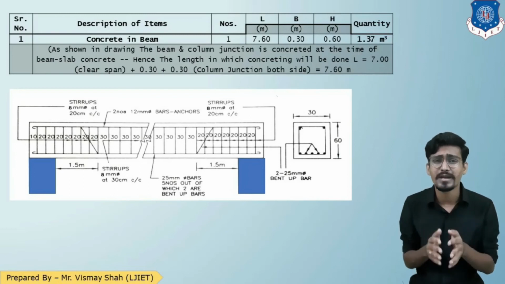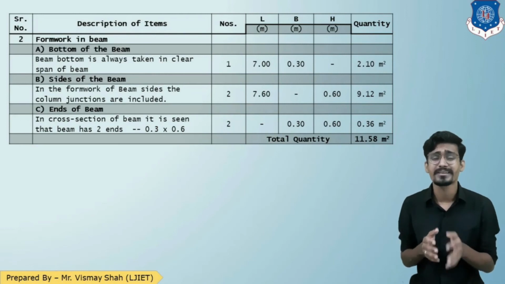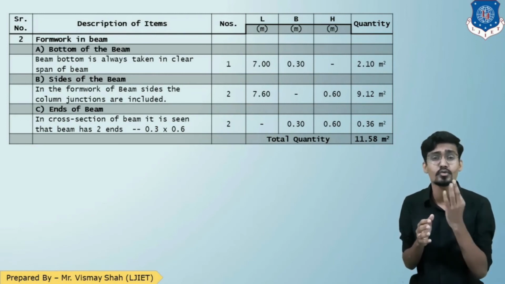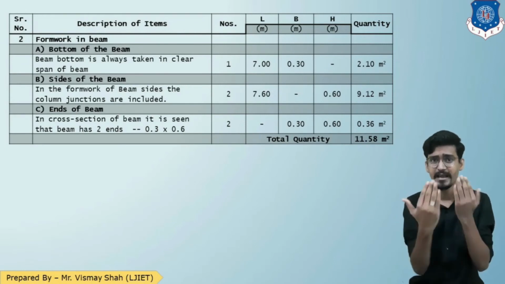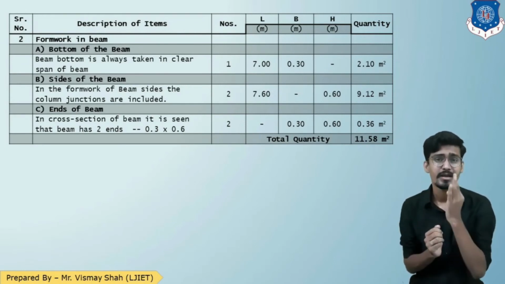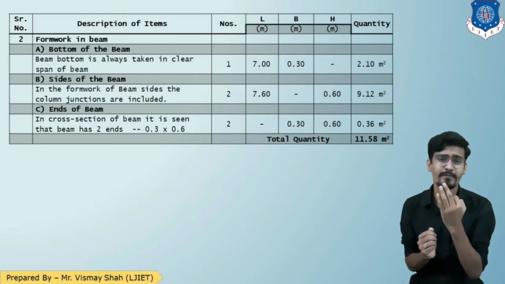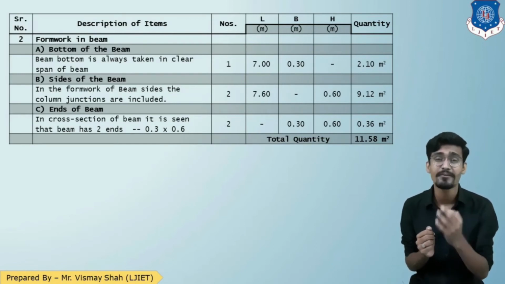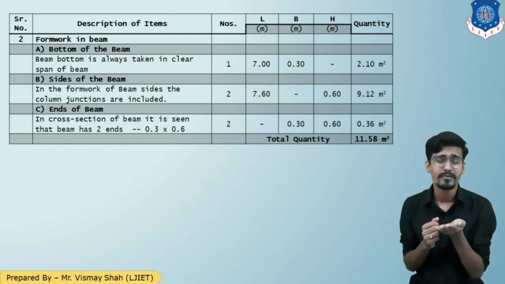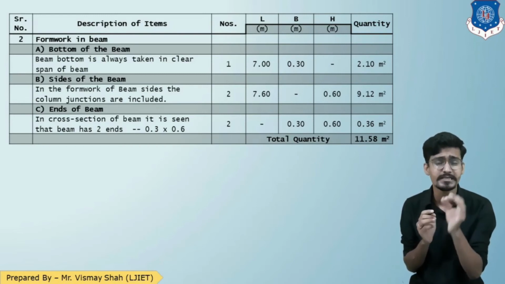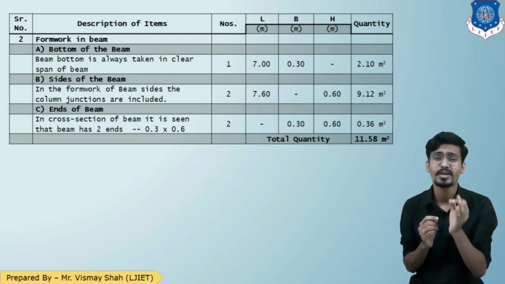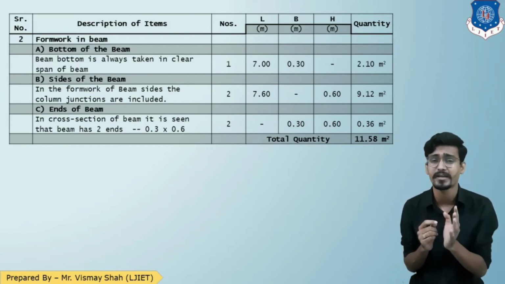Now let us look at the formwork. So talking about the formwork, I have divided the formwork quantity into 3 parts: the beam bottom, beam sides and the beam corners. So the formwork will be placed at 3 different points. First we are talking about the bottom of the formwork. Now formwork is a 2-dimensional quantity. Students, formwork is always measured in the meter square or square feet.